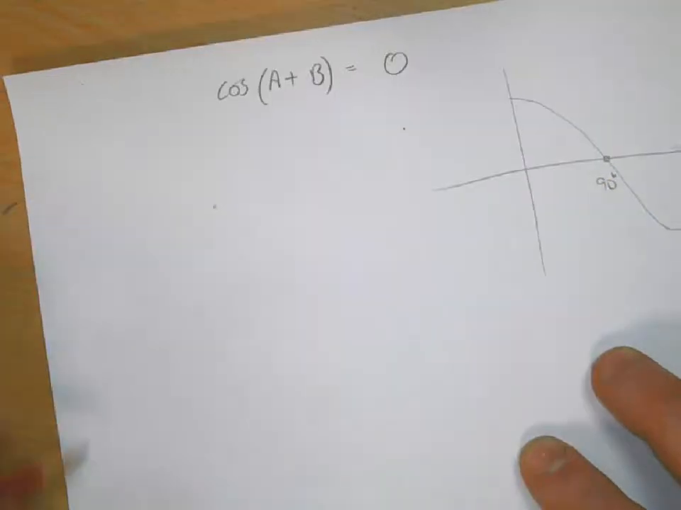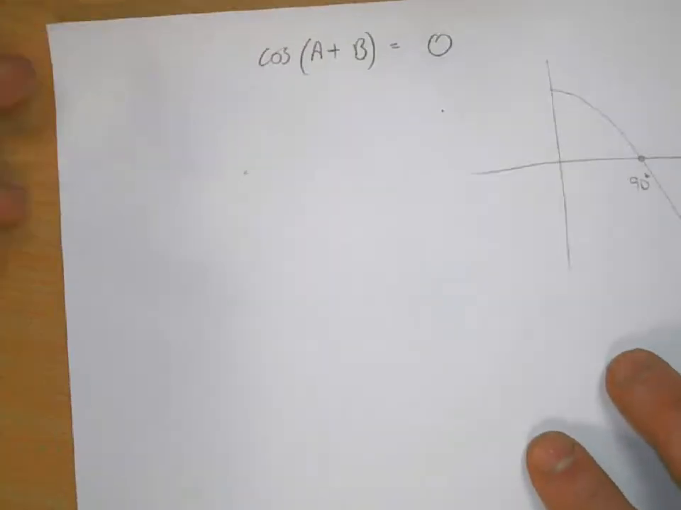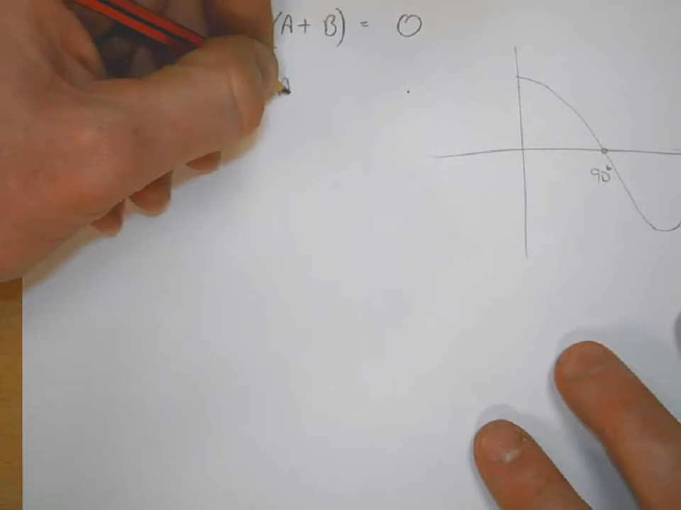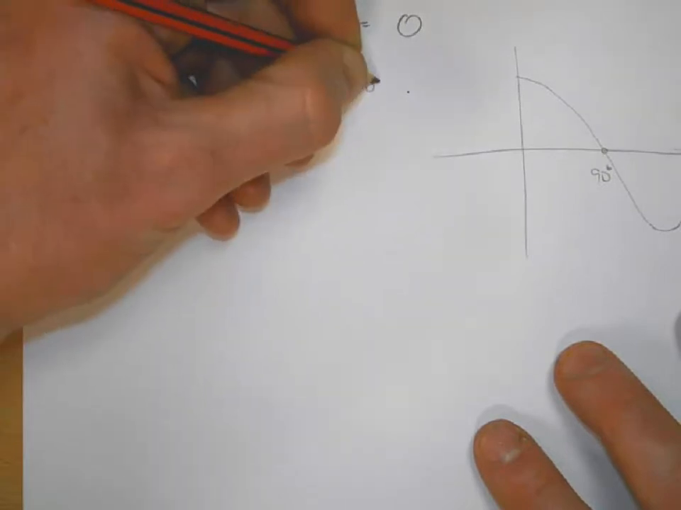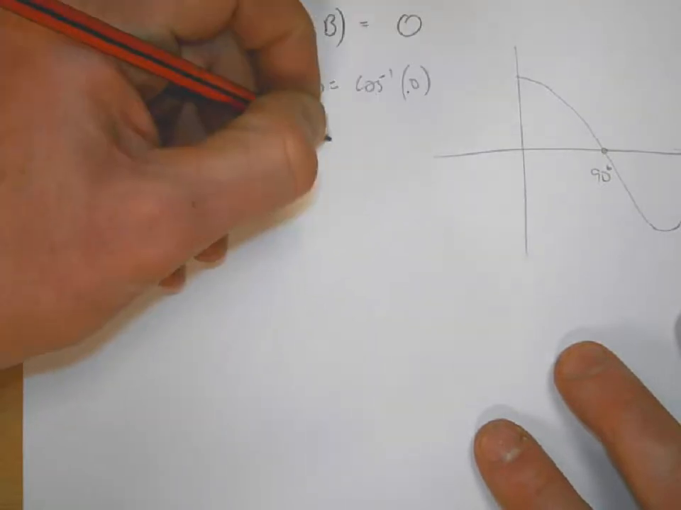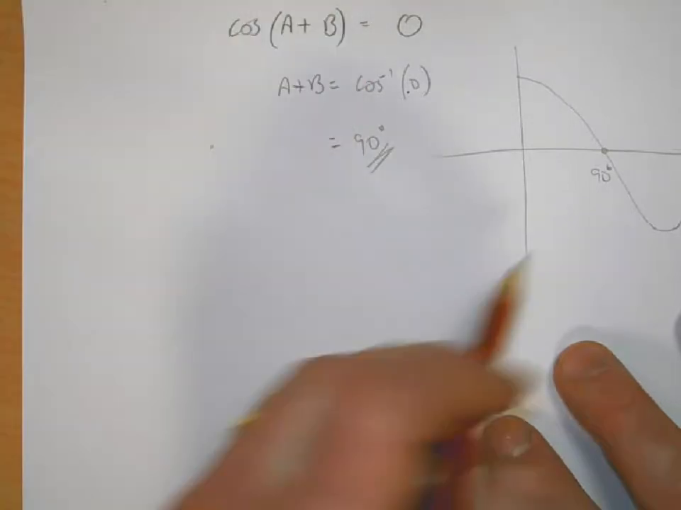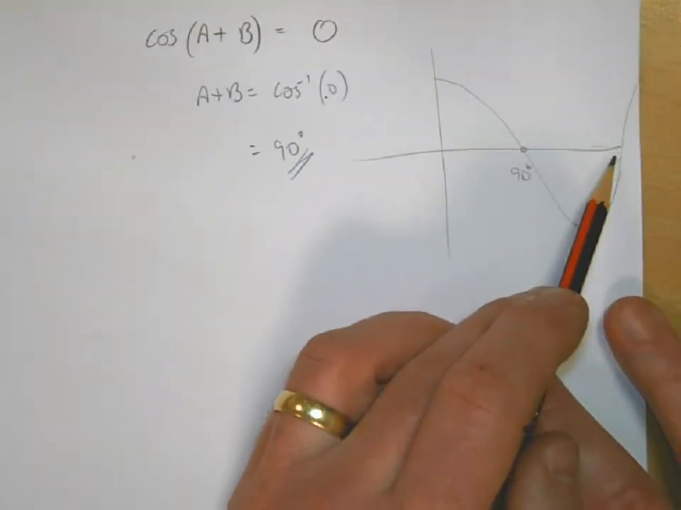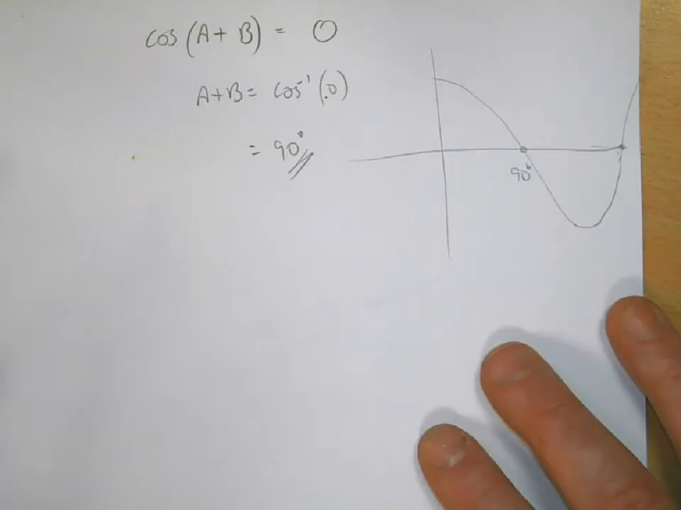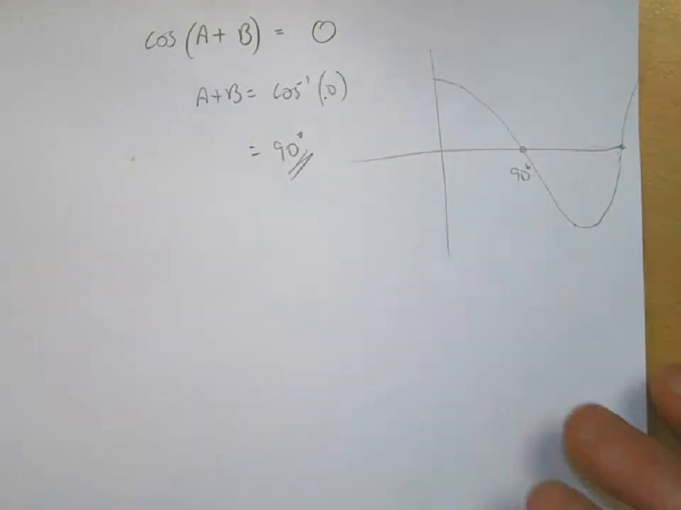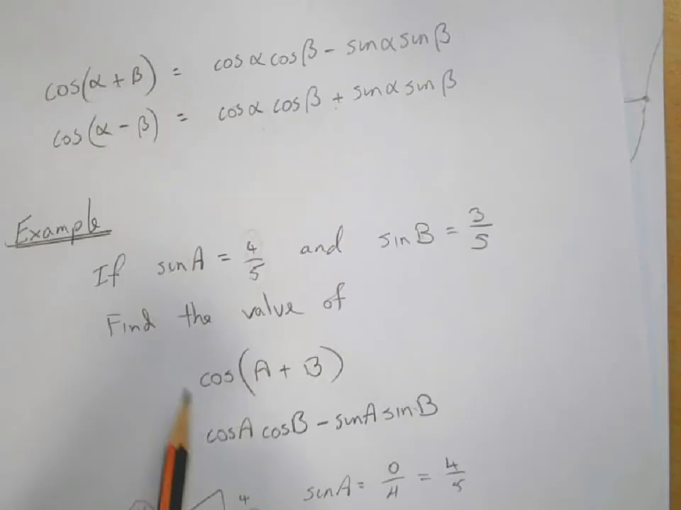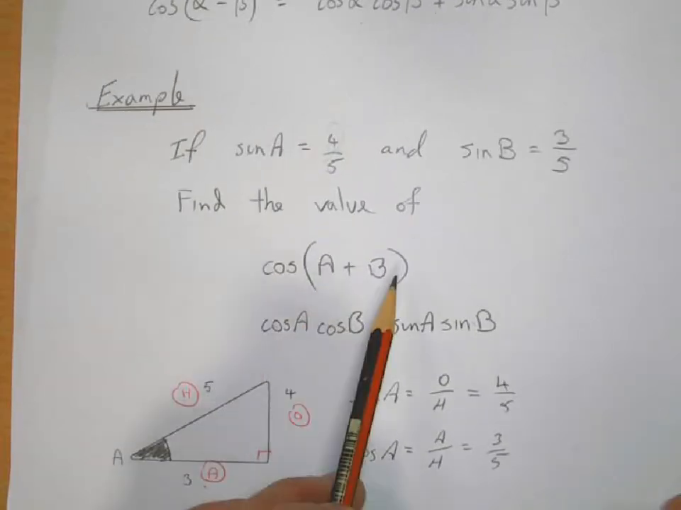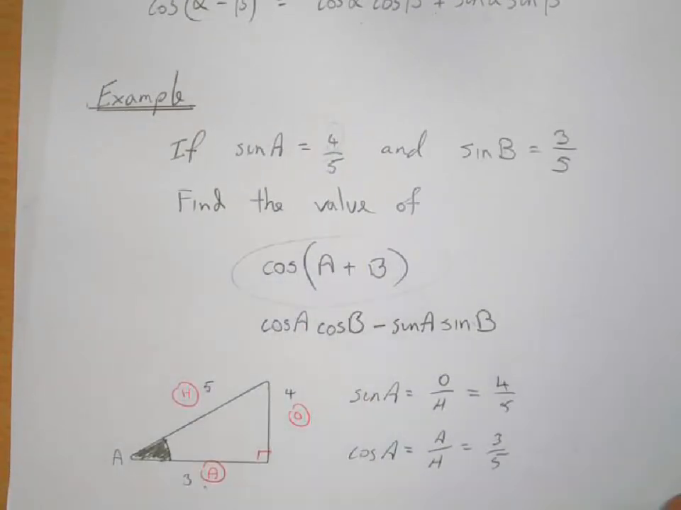So if you want to work out what A plus B is, we can do the inverse cos of 0, which would give us 90 degrees, or the next one over here, which would be 270 degrees. But it doesn't ask you for that. I was just thinking about that. So there we go. That's working out the exact value of cos(A plus B) using the addition formula.